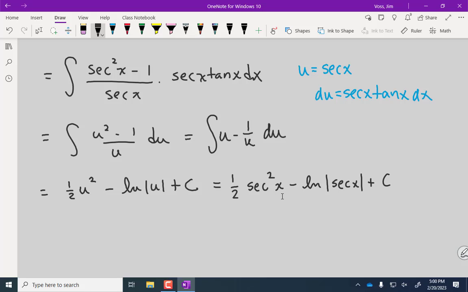All right. Powers of secant and tangent. Even power on secant, pull off secant squared. Odd power on tangent, pull off a sec tan.